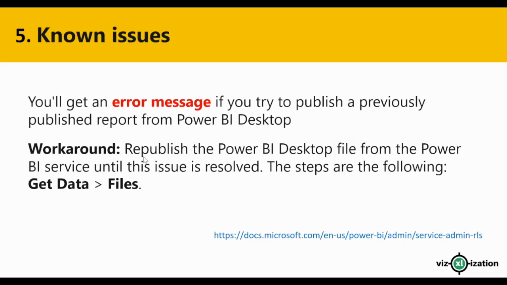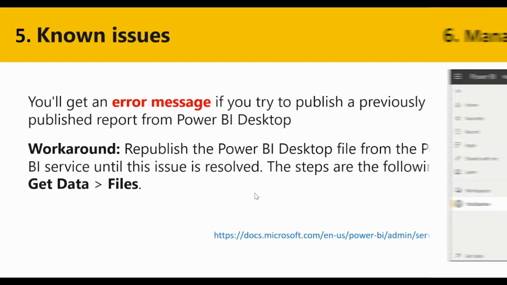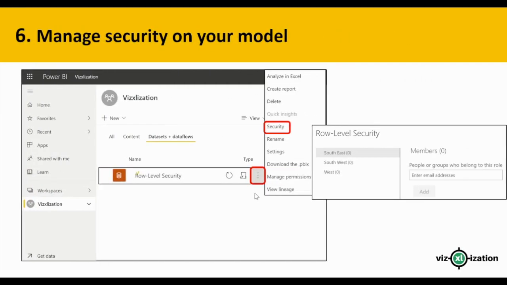And of course, there is a workaround. You can republish the Power BI Desktop file from the Power BI service until this issue is resolved. And the steps are the following: get data and files. So now let's go to the next slide. Okay, so now it's time to manage security on your model. So how do we do this?